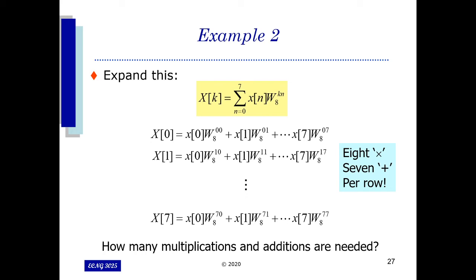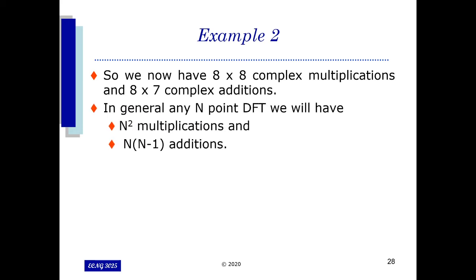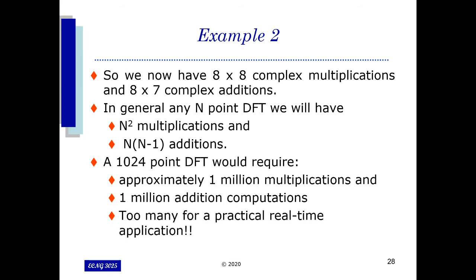And that's going to expand quite horribly when we start going up to bigger numbers like 16 and 32 and so forth. So for this 8-point DFT, we're going to have 8 by 8 complex multiplications, because remember the twiddle factors here are going to resolve into complex numbers, and 8 by 7 complex additions. So in general, any n-point DFT is going to have n squared multiplications and n multiplied by n minus 1 additions. To give you an idea of how horribly this scales, if we did a 1024-point DFT, we're going to be doing about 1,000,000 multiplications and 1,000,000 addition computations.